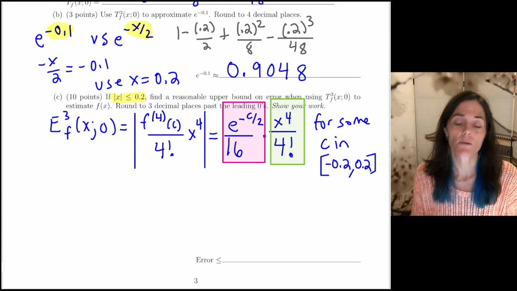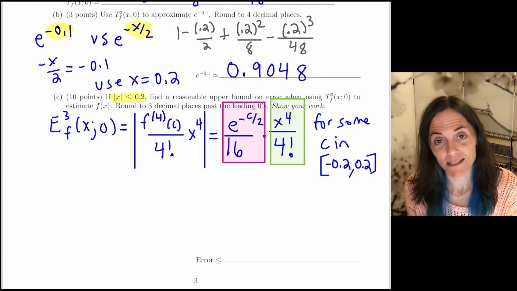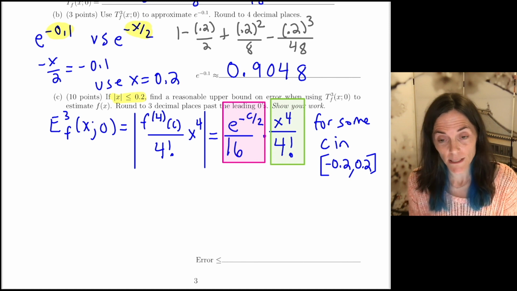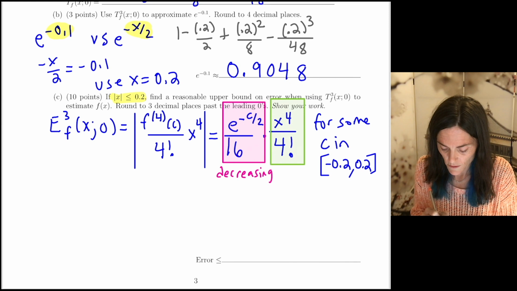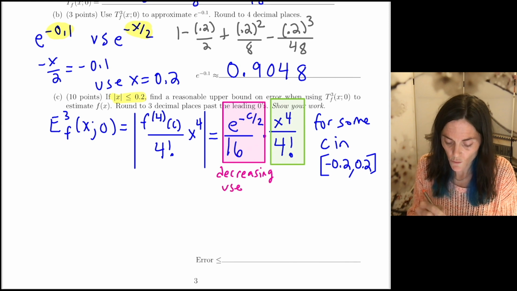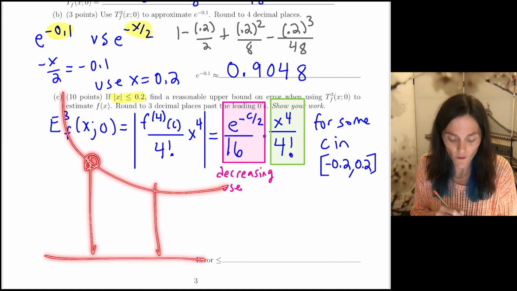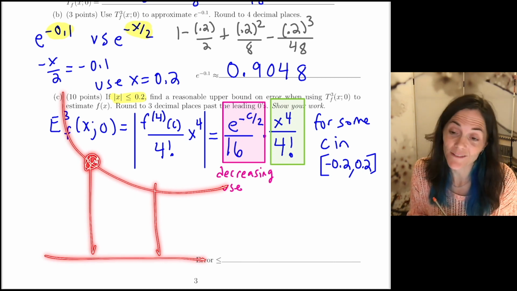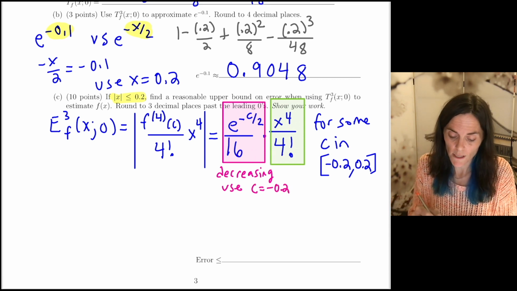First of all, let's do the pink. The pink, well, this is exponential decay because of the minus sign, so this is definitely decreasing. And so we will use, well, you have a decreasing function on a closed interval. The largest it can be is the left endpoint. We use c equals minus 0.2. That's our first less than or equal to.